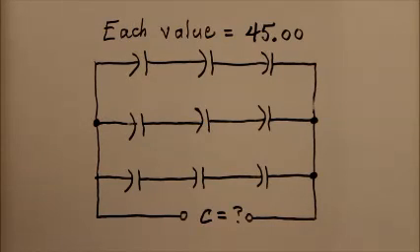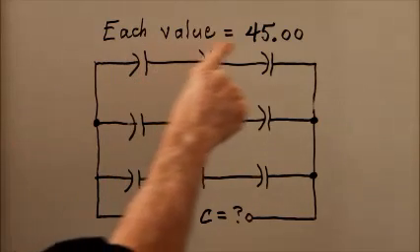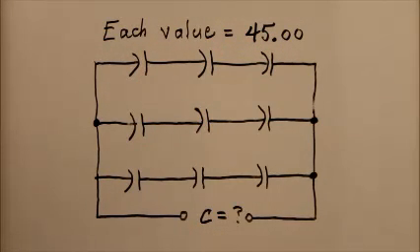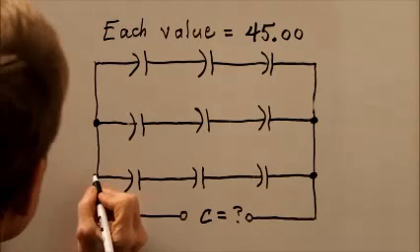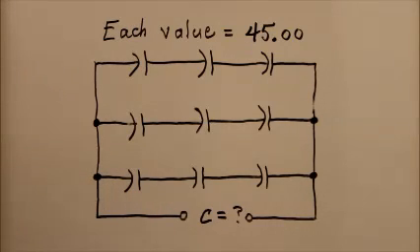Here is an explanation for the answer to final exam question number 32, found on page 668 of Teach Yourself Electricity and Electronics, 5th edition. The question talks about 9 capacitors, all of them having an identical value, 45.00 picofarads. We connect them in a series parallel matrix, like that. What is the net capacitance?